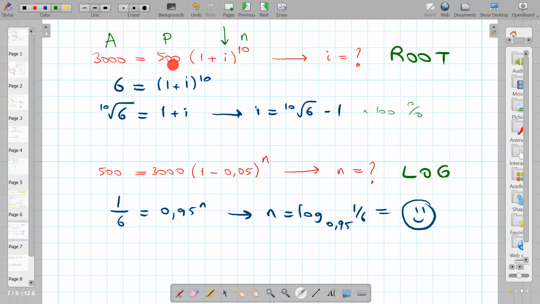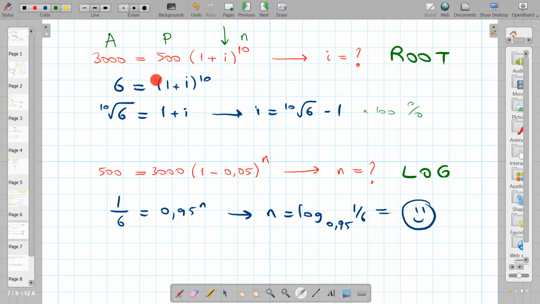What was the first step? Divide both sides by 500. It is the same. So 6 is equal to 1 over 1 plus I to the power of 10. Remember, we don't use log. This is not the log case. I want to get rid of that 10. So if it were square, you take the square root, but if it is 10, then you take the 10th root of 6. So you take the 10th root of both sides.